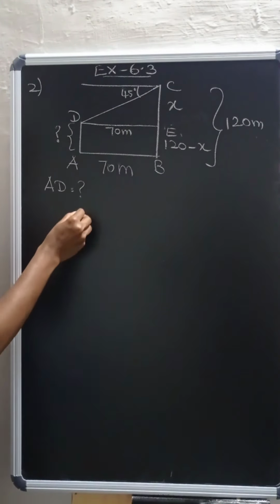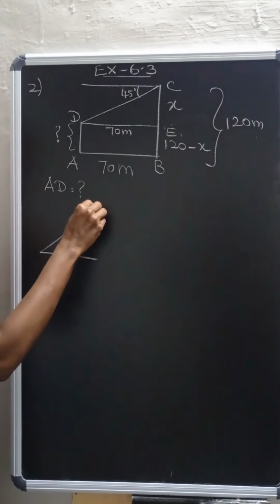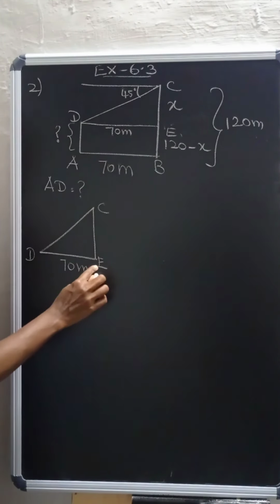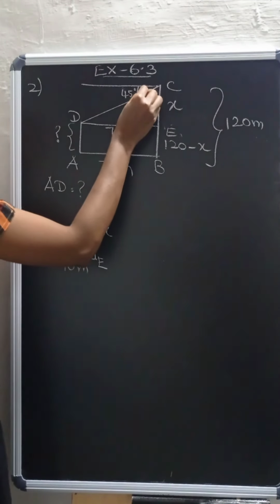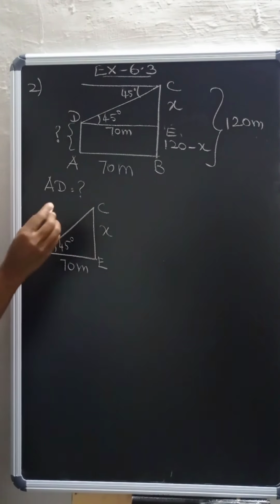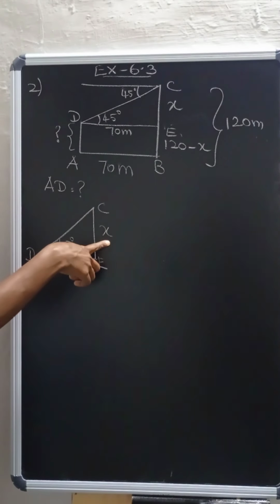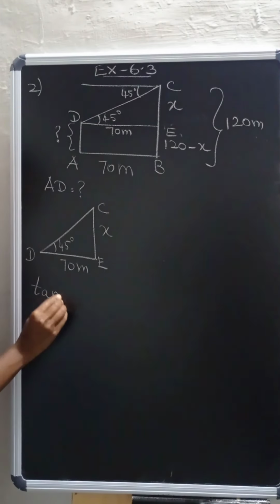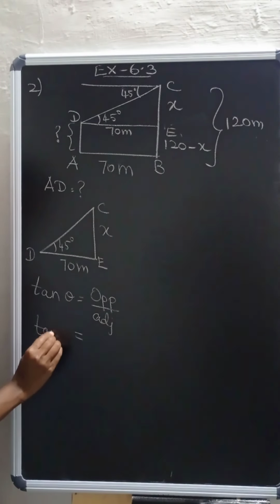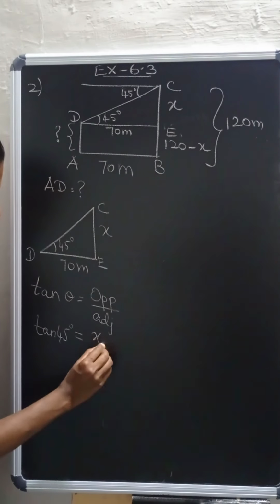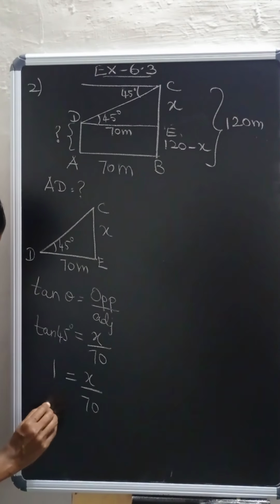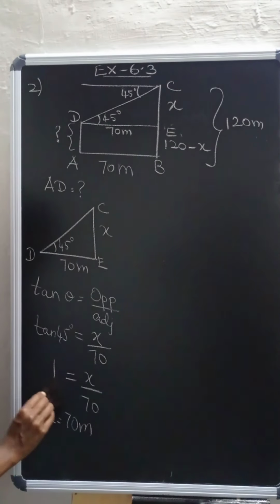Now, we will take the triangle DEC. So, the distance DE is 70 meters and here it is X. Since this is 45 degrees, here also you will have 45 degrees. Now, you have theta, adjacent and you need the opposite. So, I am taking tan theta. Tan theta is equal to opposite by adjacent. So, tan 45 degrees is equal to x by 70. Tan 45 value is 1. 1 is equal to x by 70. X is equal to 70 meters.